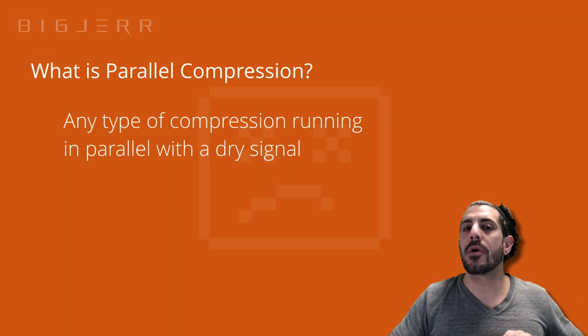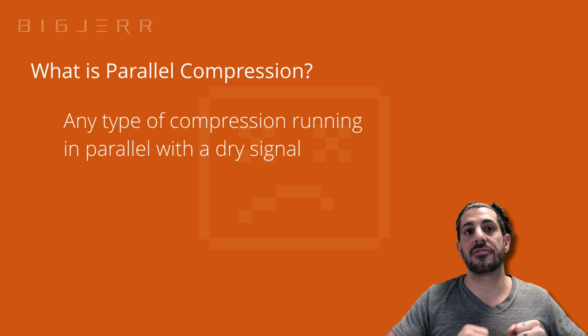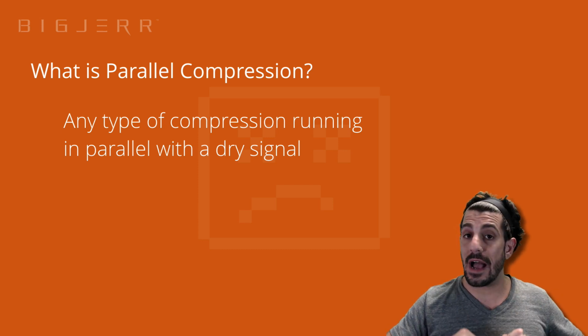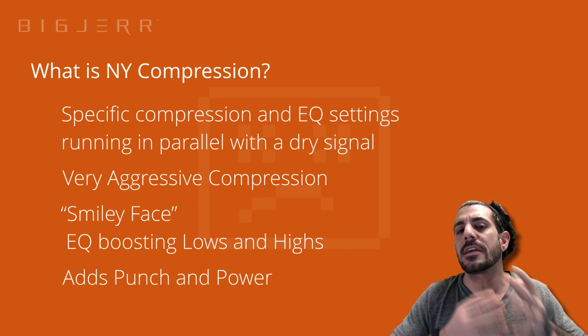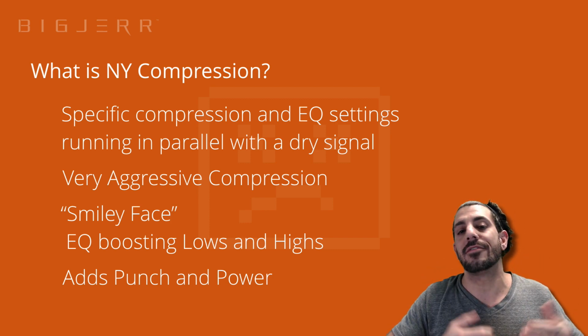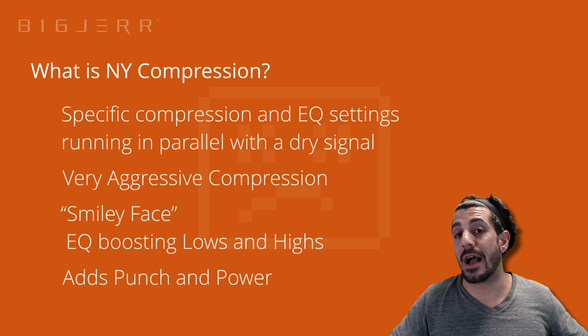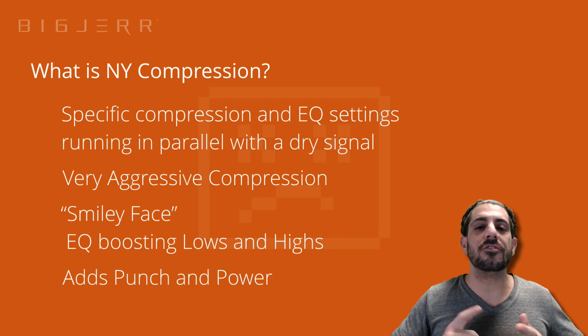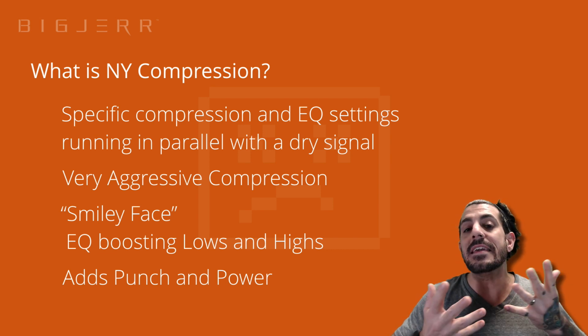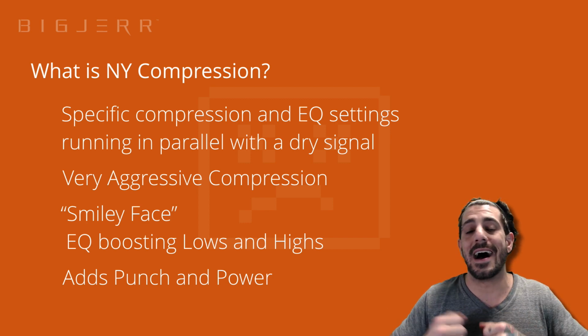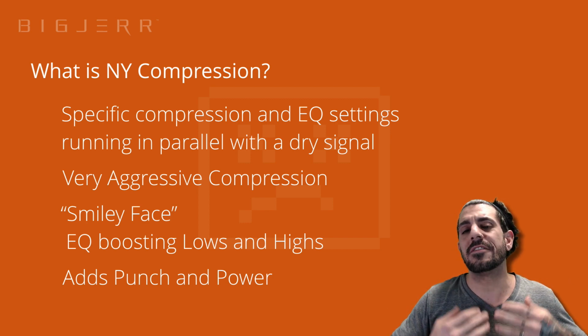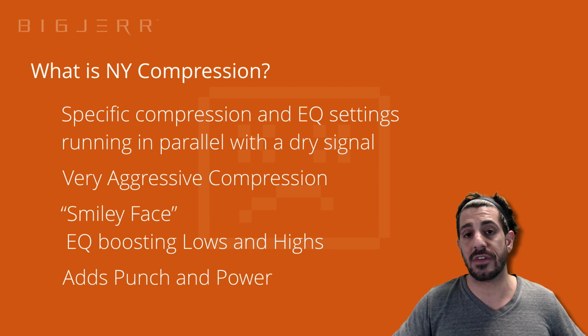So parallel compression is any type of compression running in parallel along with a dry signal. While New York compression is specific compression and EQ settings running along parallel with a dry signal. The settings for the compression is usually very aggressive, and the EQ is a smiley face EQ, which boosts the lows and the highs. Using New York compression is supposed to add punch and power to your sound.